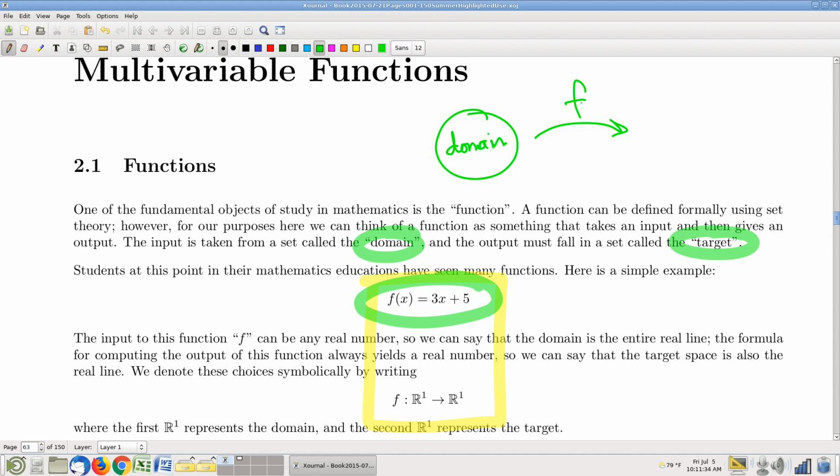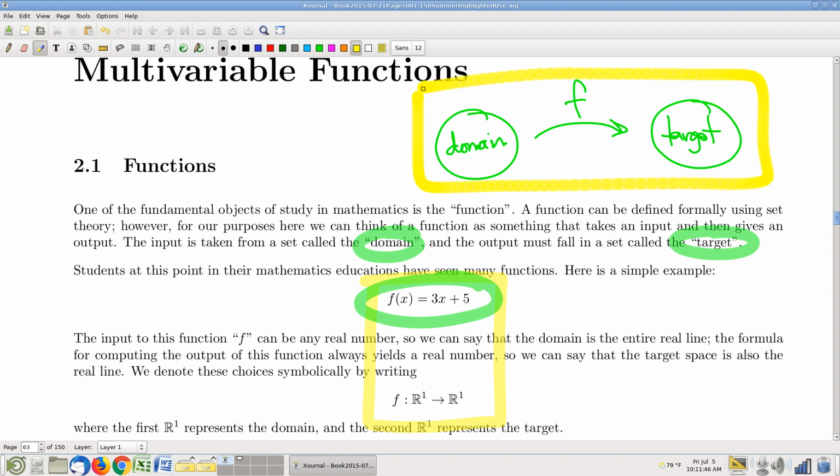Put those things from the domain into the formula, and out comes something in the target. Right? So the function is a trio of all three of these things. It's not just the formula. Okay, and this ended up mattering sometimes in ways that we'll talk about when we get there.